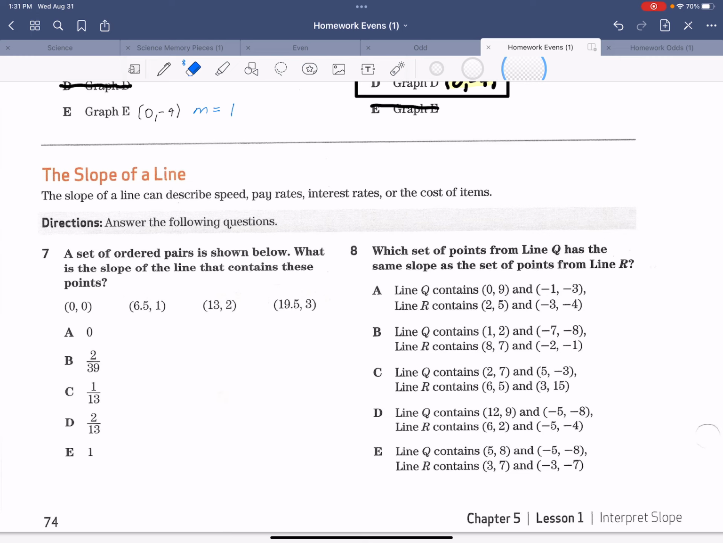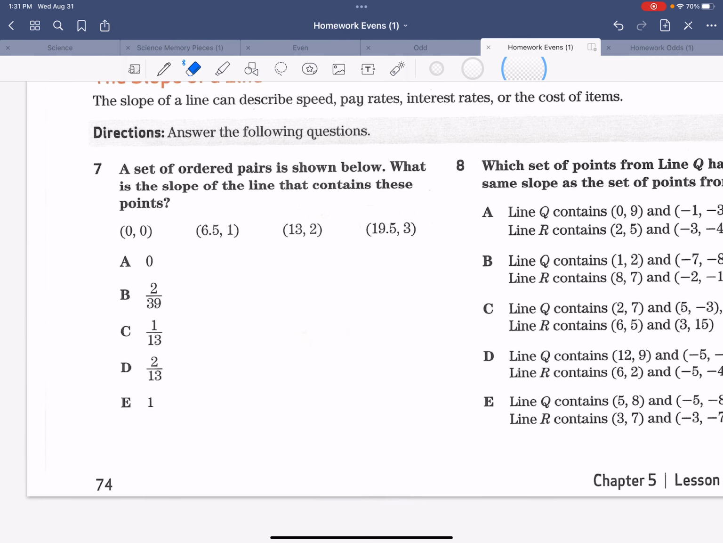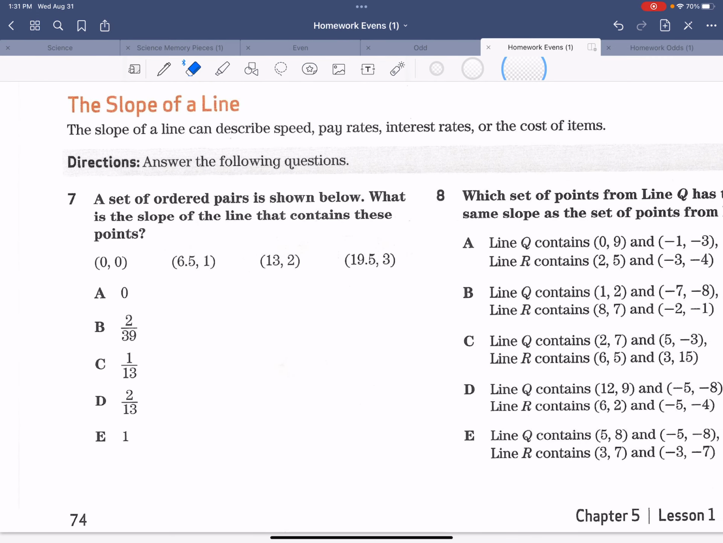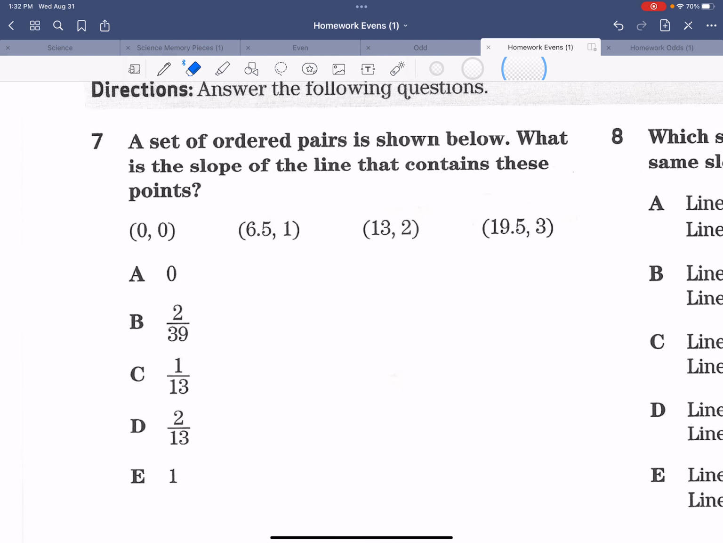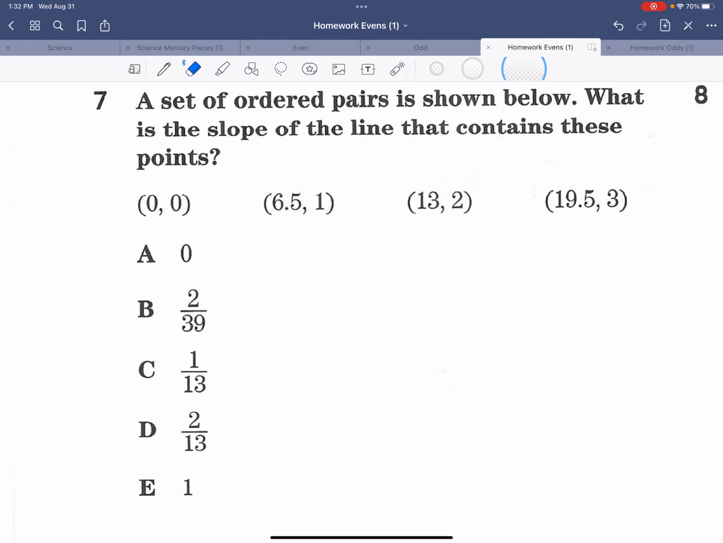Let's take a look at number 7. This is the exercise book on page 74. A set of ordered pairs is shown below. What is the slope of the line that contains these points? So pick any 2 points that you want to use. I'm choosing these because they don't involve decimals and I don't have a calculator readily available.